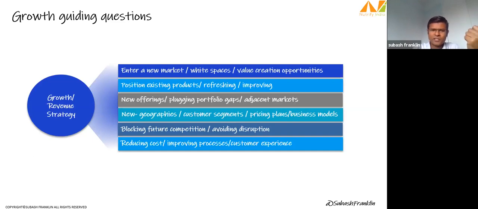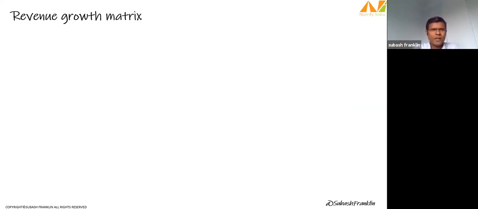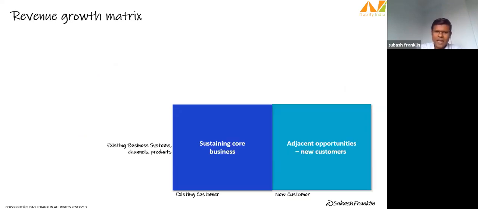And from a process perspective, how do you reduce cost, improve processes, improve customer experience? These are some of the most fundamental questions around growth you have to answer, be it for any type of business. Now, I'm going to show you a very simple 2x2 matrix around growth itself. I'm not going to go very deep into this because that's not the agenda of this, but this is a simple framework which can be used to gauge growth.